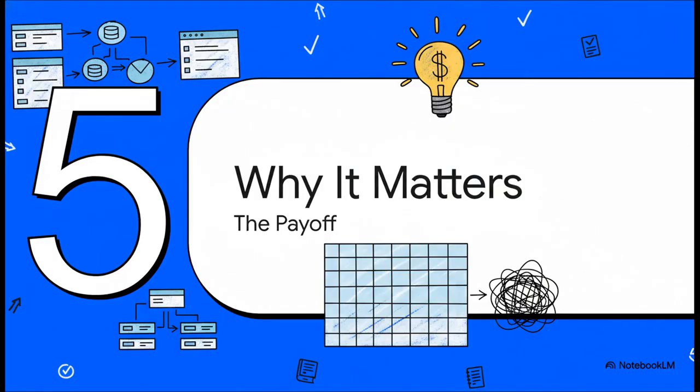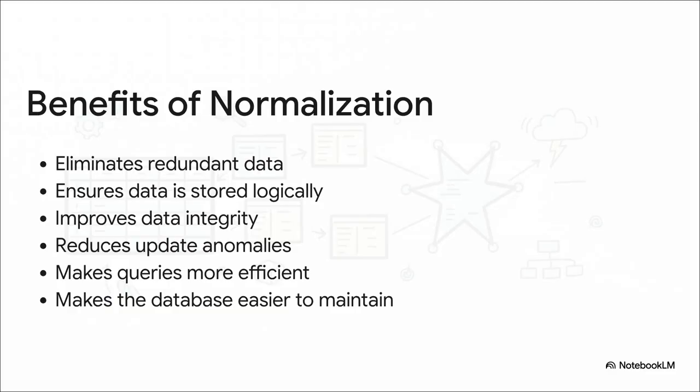Okay, whew. So we've gone through all these steps, splitting tables, following these rules. You might be thinking, that seems like a lot of work. And you're not wrong. So why does this all matter so much? What's the real payoff for all this careful organization? The benefits are absolutely massive. We completely eliminate that redundant data, which saves space and, way more importantly, prevents errors.